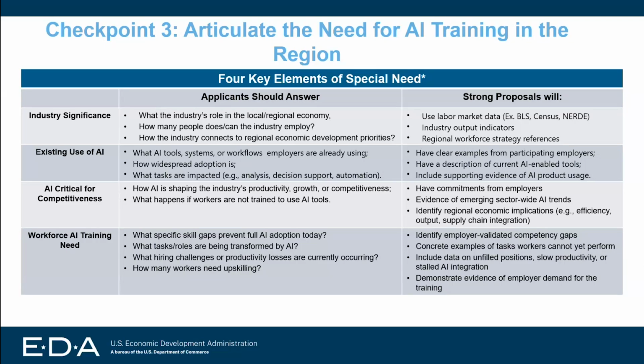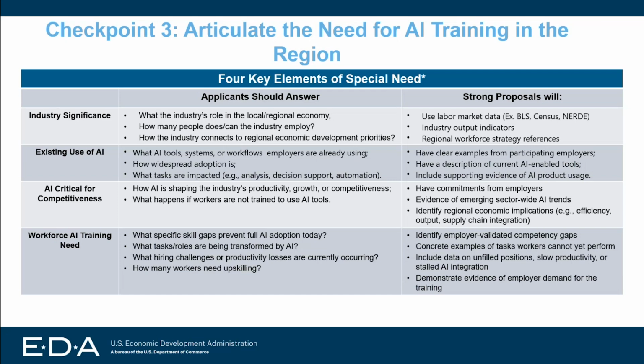So here we're providing a deeper breakdown of each special need component, what applicants can answer, and what strong proposals typically include as evidence. So applicants can use this table like a checklist. As you're writing the narrative, you can pause and ask yourself, have I clearly answered these questions? Have I supported each point with data or employer input? Would a reviewer unfamiliar with my region understand the urgency and relevance of this need?